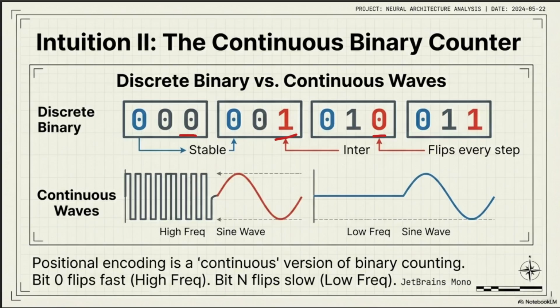Instead of flipping between 0 and 1, we oscillate smoothly between -1 and 1. The high frequency waves correspond to the least significant bit flipping rapidly. The low frequency waves correspond to the most significant bit changing slowly. This ensures that even if two positions are very close, the high frequency waves will look different, allowing the model to distinguish them.